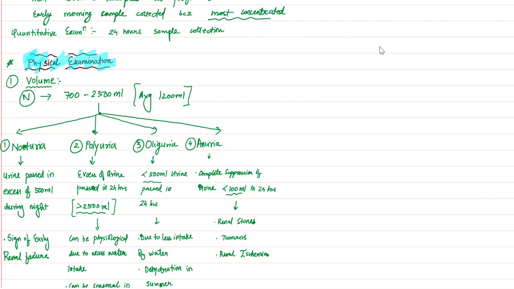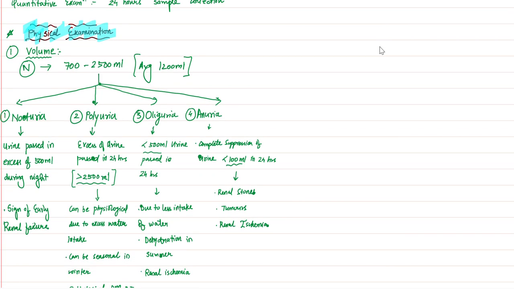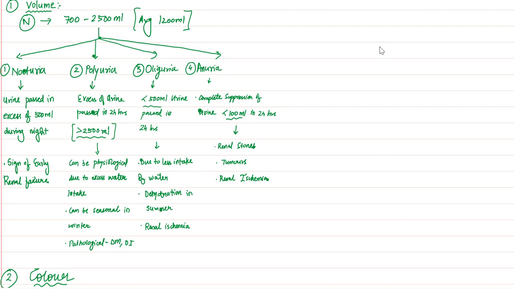In physical examination, there are six main things to see. First we will see the volume. Normal volume is about 700 to 2500 ml, average is around 1200 ml. Now there are some terms which need to be understood. Nocturia means urine passed in excess of 500 ml during the night. It is a sign of early renal failure. Polyuria means excess urine passed in 24 hours, more than 2500 ml.